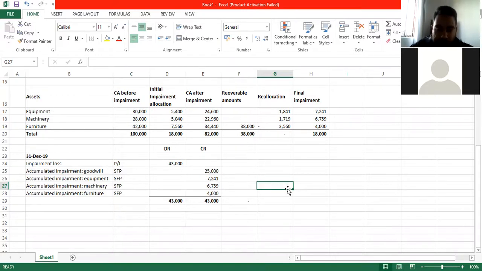This is your typical impairment. So make sure you can work through this, understand what we are doing, and then if you have any more questions, you can ask me. But before we end, do you have any questions now that you'd like to ask?